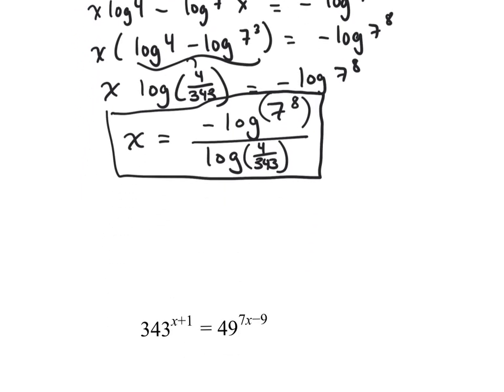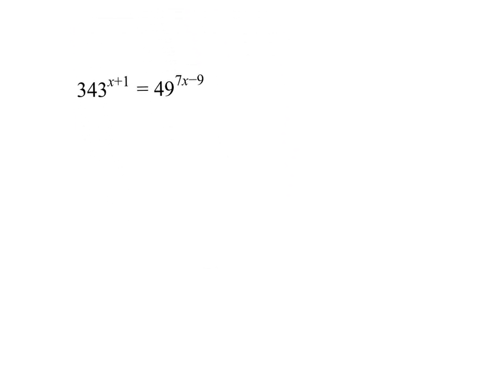So let's look at this last one. Now this last one is 343 to the x plus 1 equals 49 to the 7x minus 9. So we can try to get these bases to match. If you didn't notice these bases match, because they actually can, you could take the log of both sides and go that route, but it's just a little more work. And if you notice, they actually can be turned into powers of 7. It makes it a little easier.